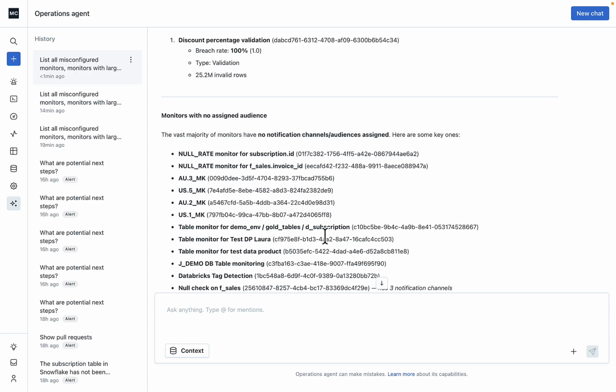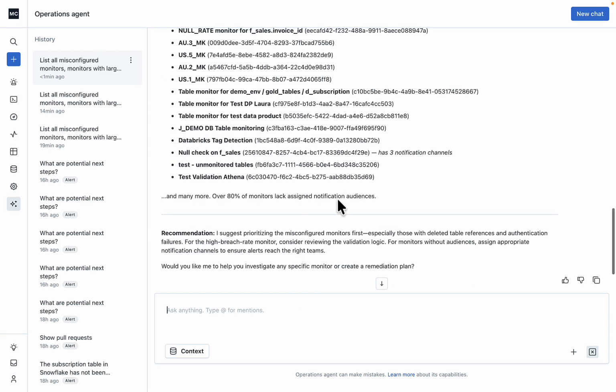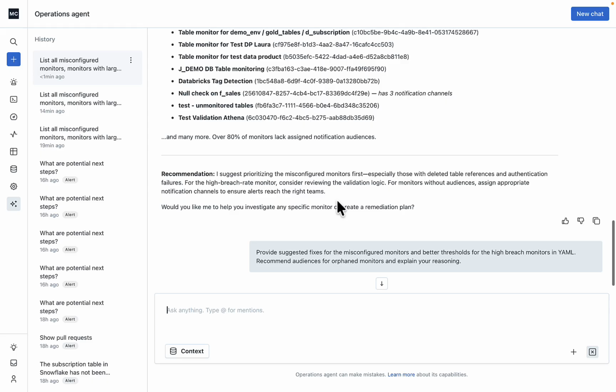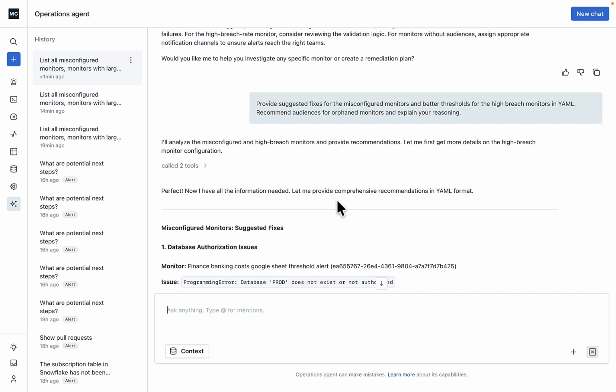So what we can do is ask our operations agent to take the next step. So for example, here I'm asking the operations agent to suggest fixes for those misconfigured monitors. What is the right SQL that we can provide? Also, the monitors that are breaching all of the time, what's a better threshold for that? And then finally, we're asking it to recommend audiences for orphaned monitors and to explain its reasoning. This last one is pretty powerful.